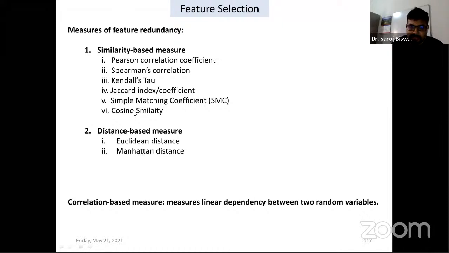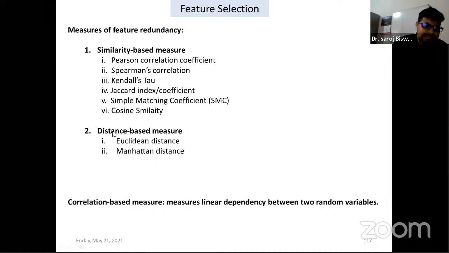Cosine similarity is very popular in text analysis or text mining. And then we have distance measures, the Euclidean distance and Manhattan distance. Already we talked about these, right? By these two distances, we can find whether the features are similar or not.